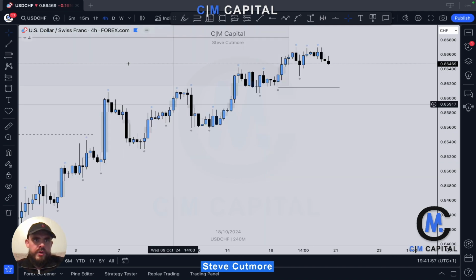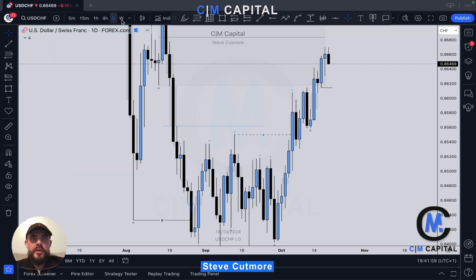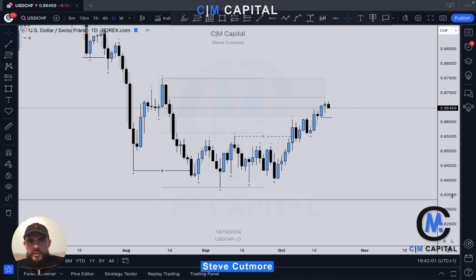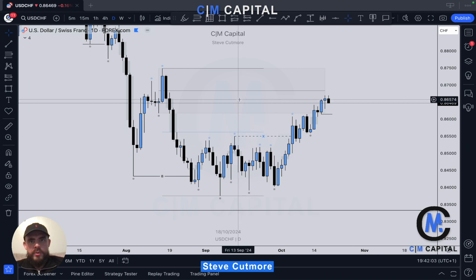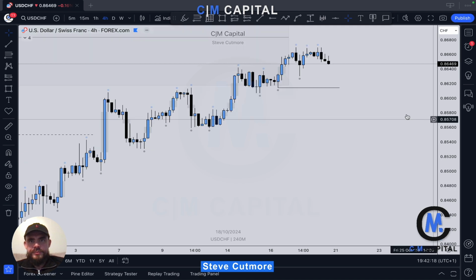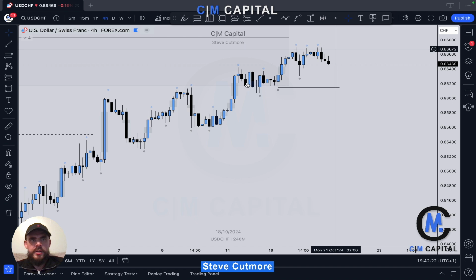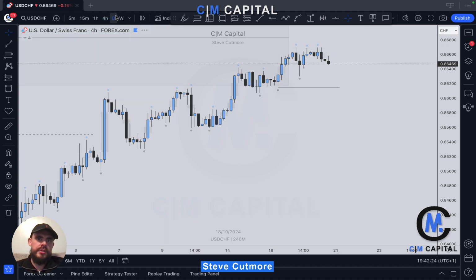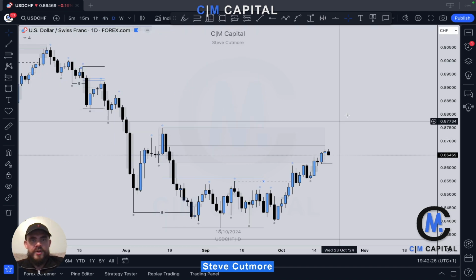US dollar, Swiss franc. I haven't got an entry plan for this one yet, but I've been waiting for this for a long time. We clearly broke structure. We've accumulated. We've manipulated to the upside. We've finally tagged into this supply zone I've been waiting for a long time. And now I just need some lower time frame shift in structure. We've got lows here that I want to see taken out before we find an entry on this one. But it's on my watch list because this move could finally happen this week.